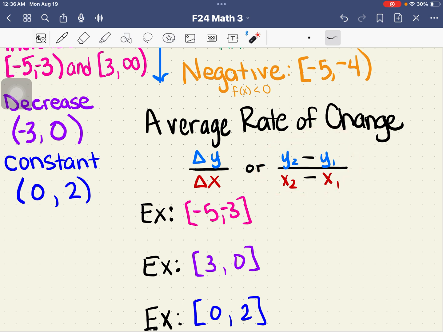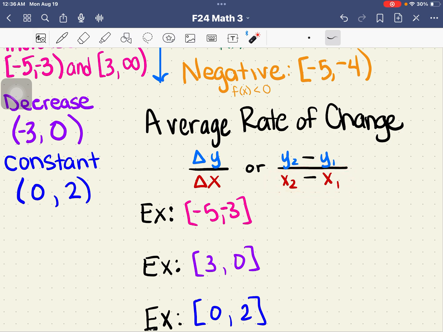So the average rate of change is the change in your y values, and that's what this little triangle represents. It means change in, over the change in your x values. Again, that's what this little triangle here means, change. So when we do change in our y values, you do y2 minus y1 over x2 minus x1.